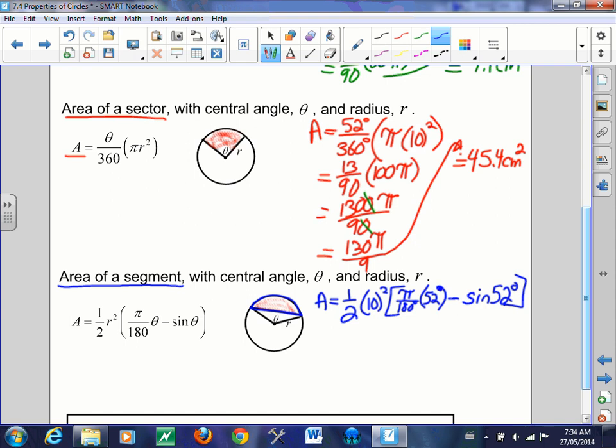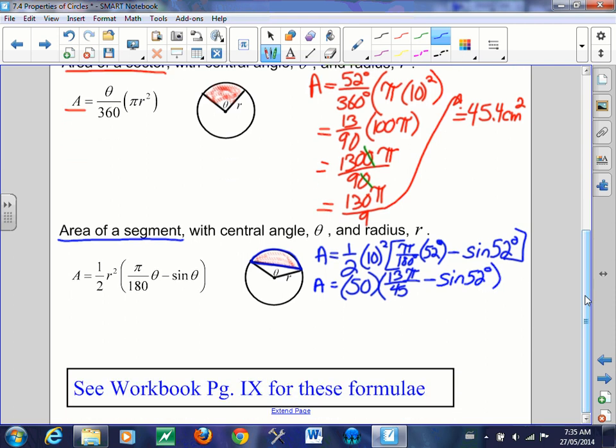Okay, let's simplify where we can. So we know that we've got 10 squared, which is 100, but you can divide it by 2, so there's going to be 50 on the outside. Times, in this bracket, I could do 52 fraction button 180 for the degrees, and degrees will cancel. So I end up with 13 over 45. And I have pi, so it's 13 pi over 45, subtract sine of 52 degrees.